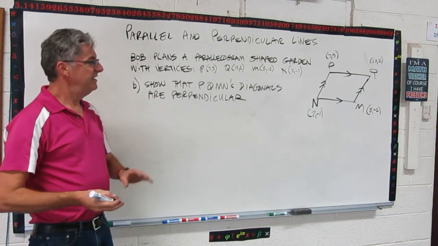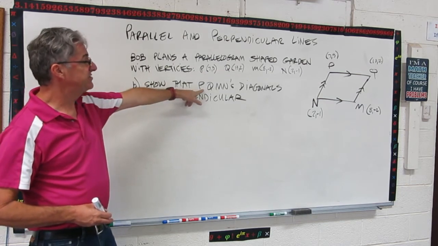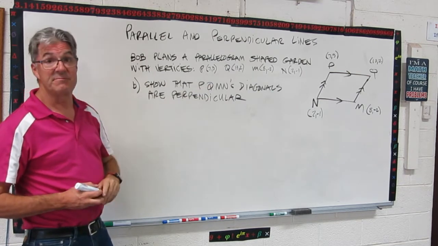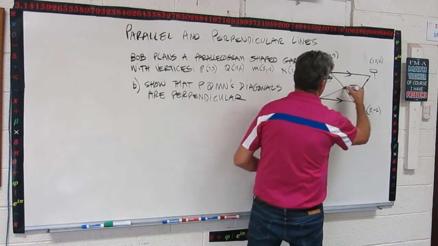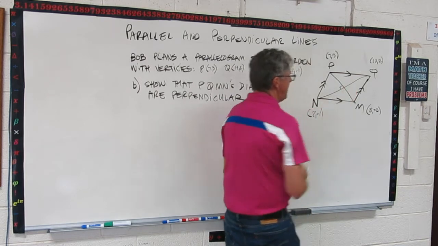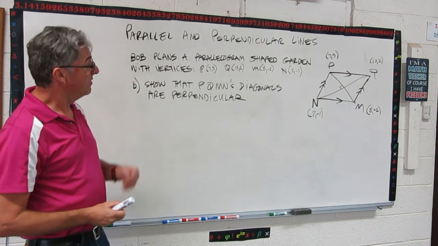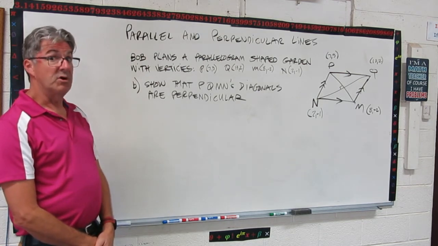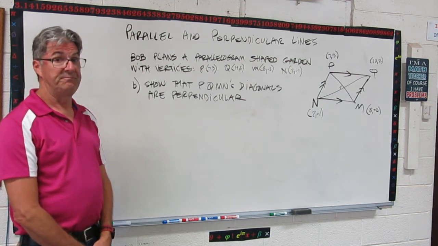Part B. Now you're being asked to show that PQMN's diagonals are perpendicular. So the first thing I'm going to do is add that to my diagram. So I'm going to draw the diagonals. And I'm being asked to prove that they meet at a 90-degree angle. And let's see what we get, okay? So now make a strategy for this one, thinking about what you know about perpendicular lines and how to show that two lines are perpendicular.